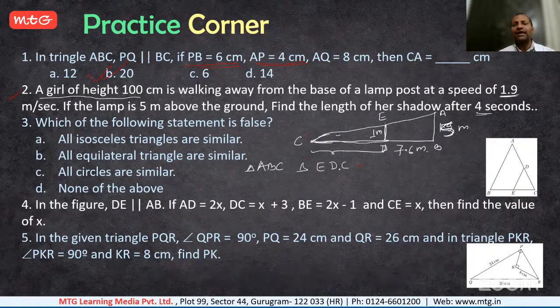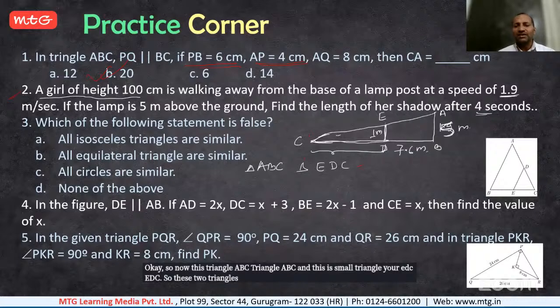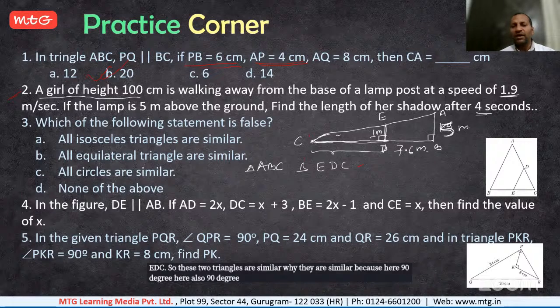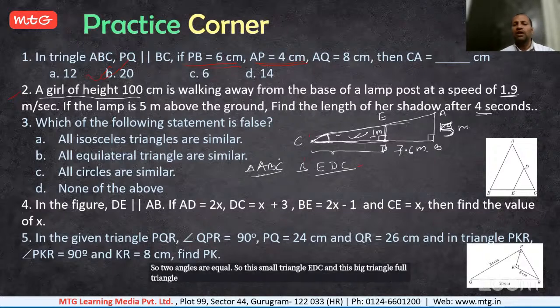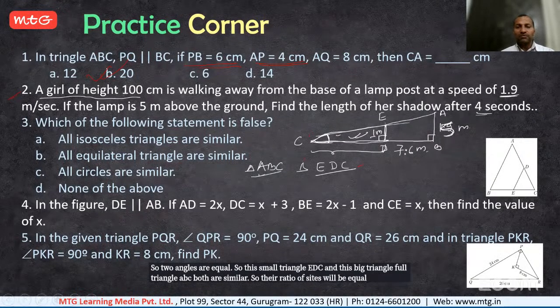So these two triangles are similar. Why are they similar? Because here 90 degree, here also 90 degree, and this angle is common between them. So two angles are equal. So this small triangle EDC and this big full triangle ABC are both similar. So their ratio of sides will be equal. So what will the ratio of sides be?